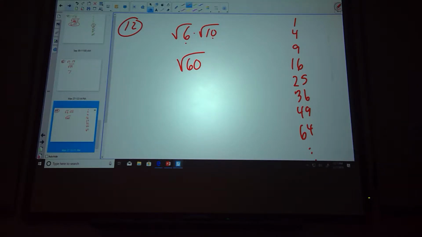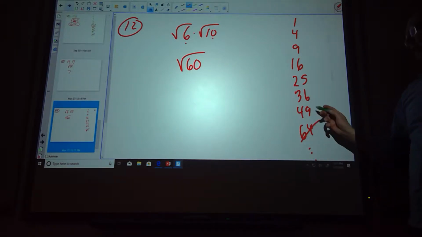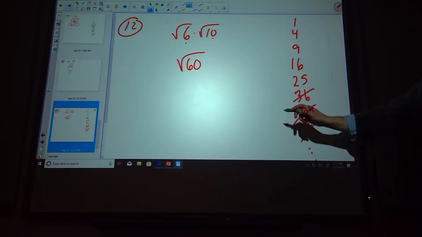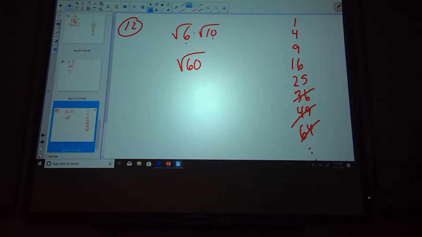And I stopped at 64 because I don't have to go much bigger. So 64 is not going to work. 49 times the number is not going to work. 36 times 2 we said was 72, so that's not going to work. 25 times 2 is 50. 25 times 3 is 75, so I don't think that's going to work.